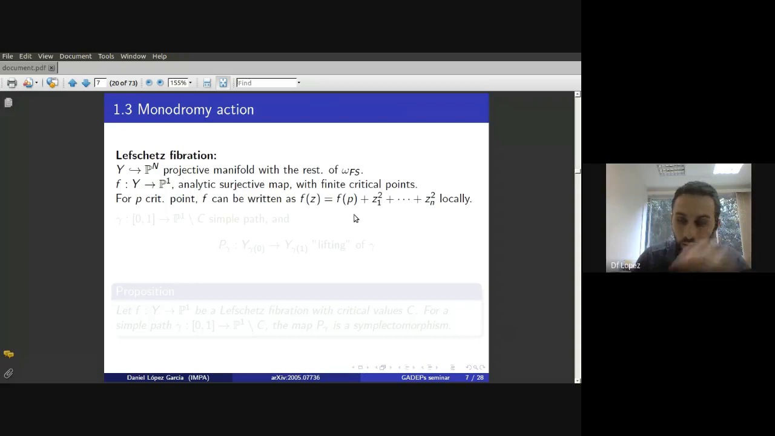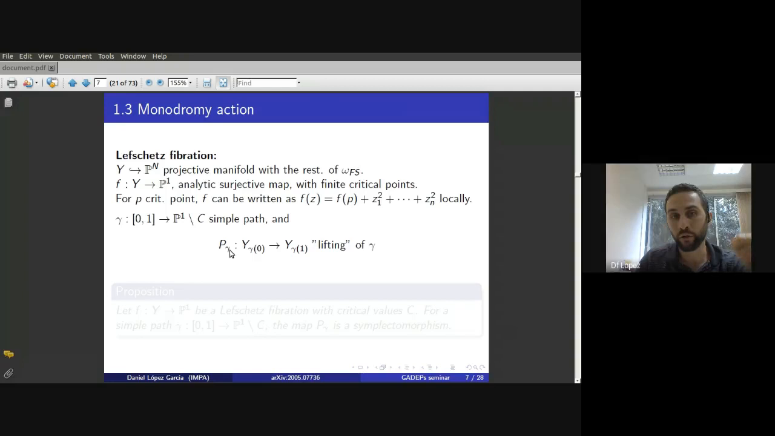Okay. Now let me consider a simple path gamma from this interval in P1 minus the critical values. I denote C the set of critical values of F. Because Y is compact, this map gives a diffeomorphism between the fiber over the initial point of the path and the fiber over the end point of the path. This is by just taking local trivializations over gamma.